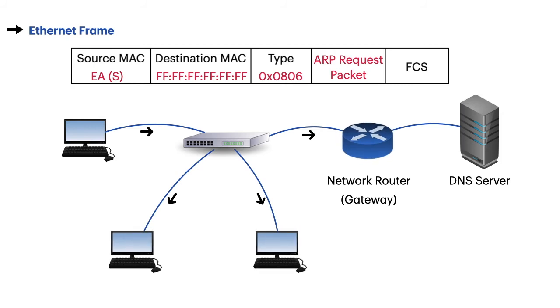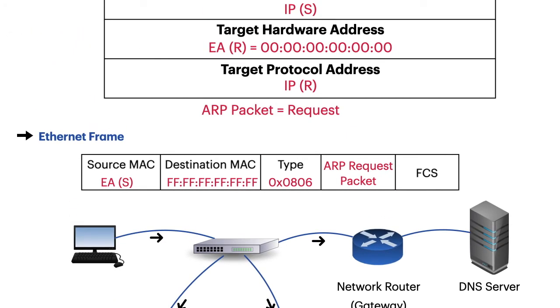Ethernet drivers of each device check the type field and pass the ARP request packet to the ARP module, which then checks the target IP address in the ARP request. If it matches the device's IP address, the device sends the ARP reply packet, otherwise the device drops the ARP request packet. In this case, the gateway router sends an ARP reply packet to the PC.